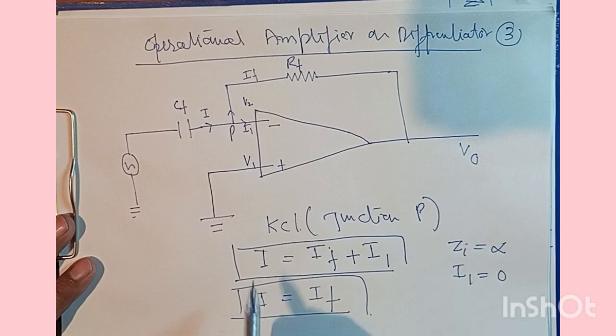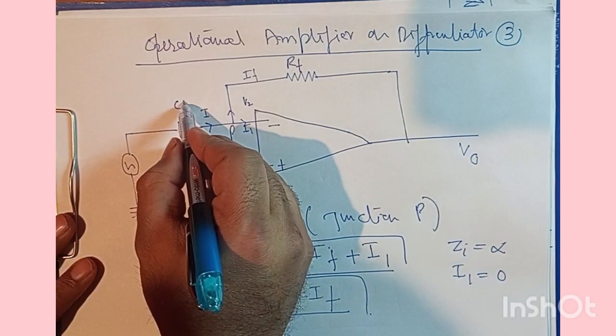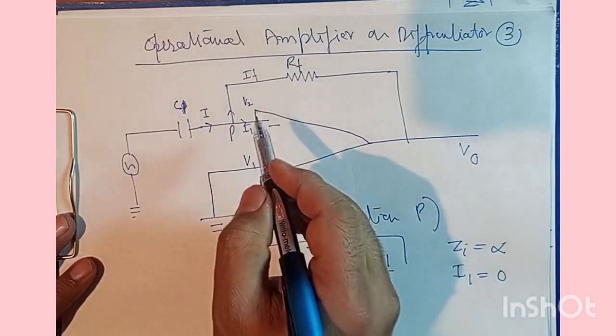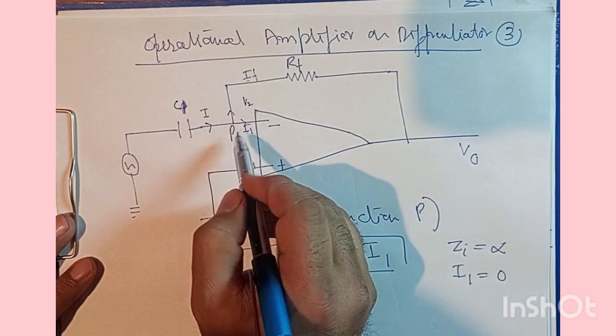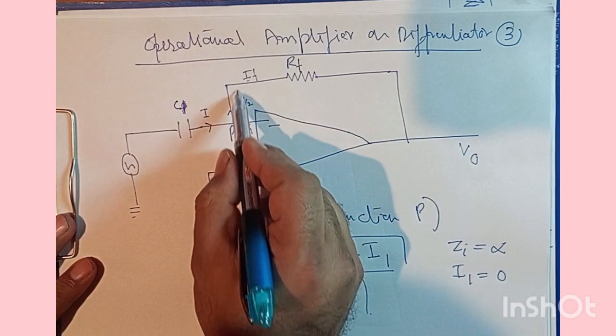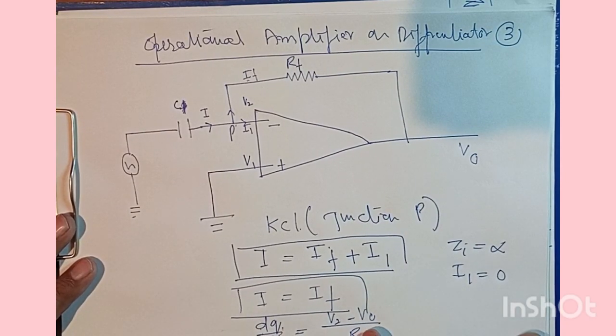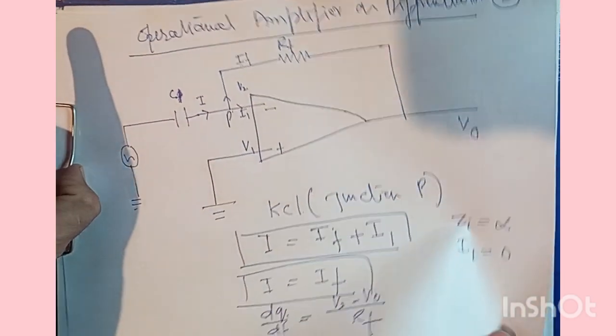Now for I we can write dq by dt. Here it's not CF, let's call it C here. So this is dq by dt instead of I. IF is here. I can think of it as V2 minus V out upon RF. I think it should be clear up to this point. Now let's move on.